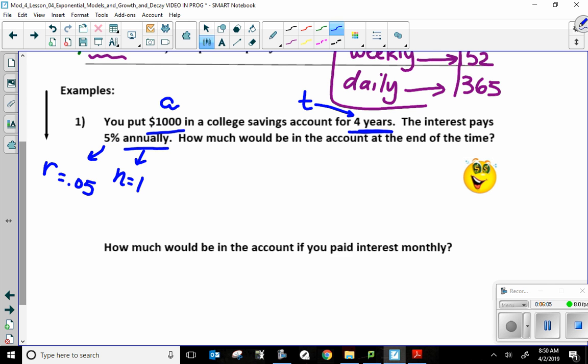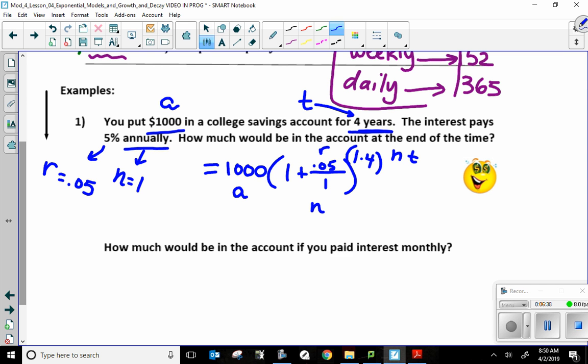Let's set up our equation. 1,000 times 1 plus. Anytime your interest pays you, that means you're making money. So 1 plus my rate, 0.05, over my N, which is 1, raised to the NT. My N is 1 times my time is 4. That's my entire exponent. All I do is put that in the calculator and hit enter.